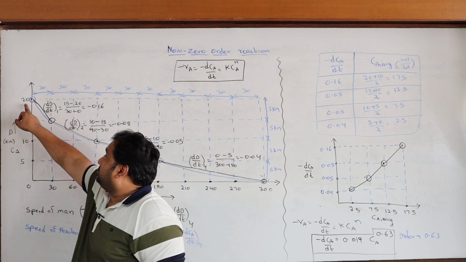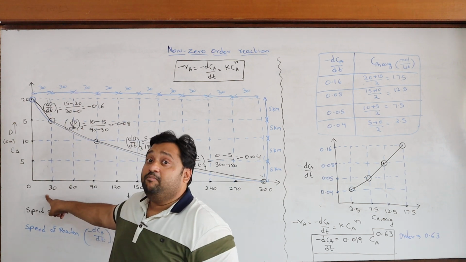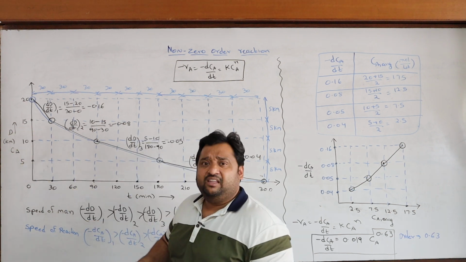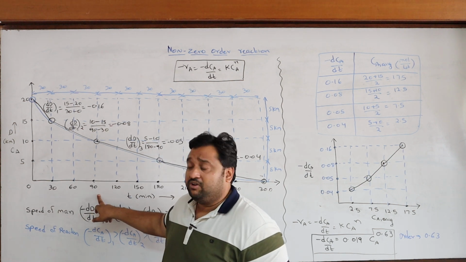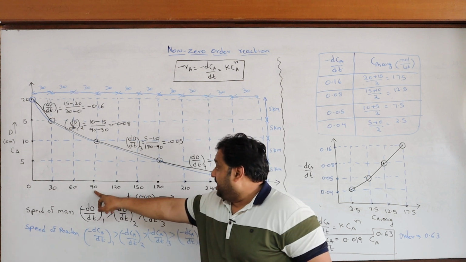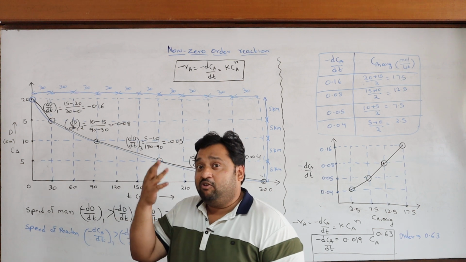Okay, the first concentration drop from 20 to 15 has taken 30 minutes. For the next drop, 15 mole per liter to 10 mole per liter, the reaction has slowed down. That means it has taken more time, 30 to 90 minutes. And from 10 to 5, from 90 to 180, 90 minutes it has taken. Similar, apply the analogy of a marathon.